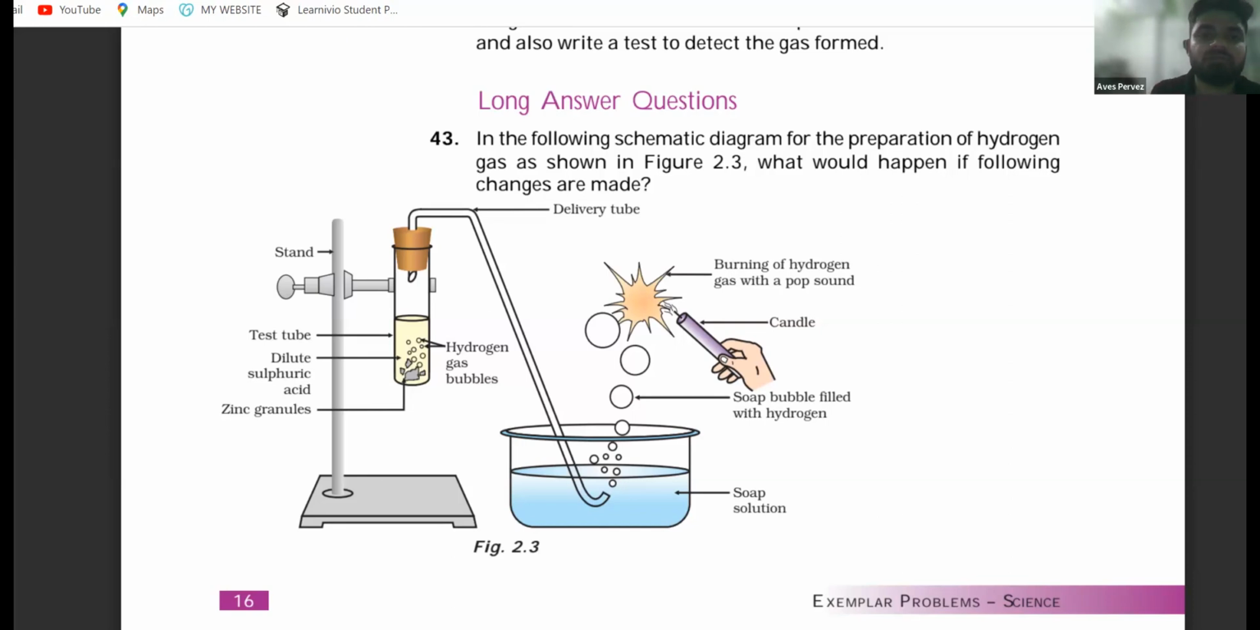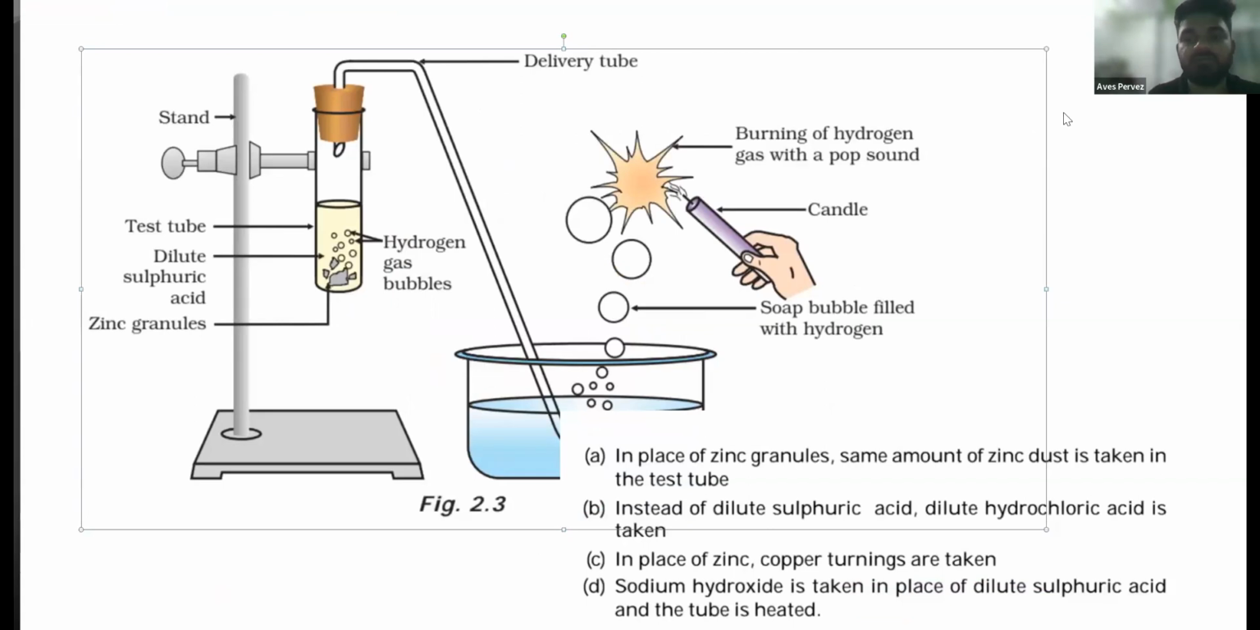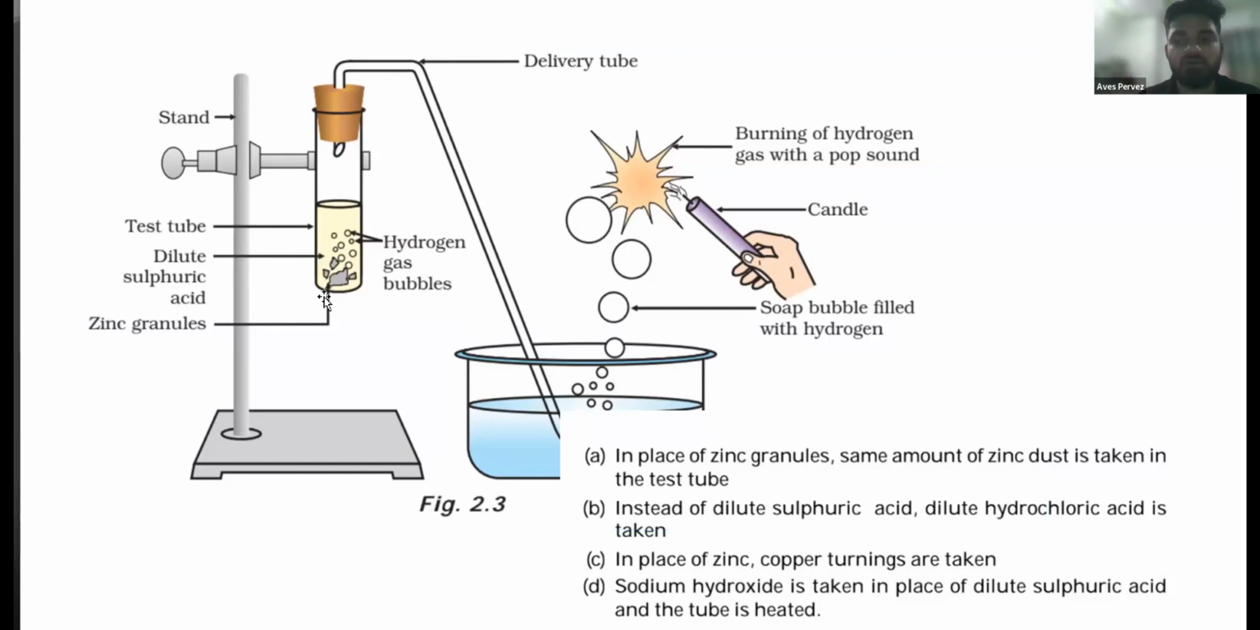Now tell me, dear students, that this is the way of preparation of hydrogen gas. Now tell me, in place of zinc granules, if some amount of zinc dust is taken, then what is going to happen? If you take, instead of zinc granules, zinc powder, then what is going to happen? Will the hydrogen gas be produced this time? Yes, sir, the hydrogen gas will be produced.